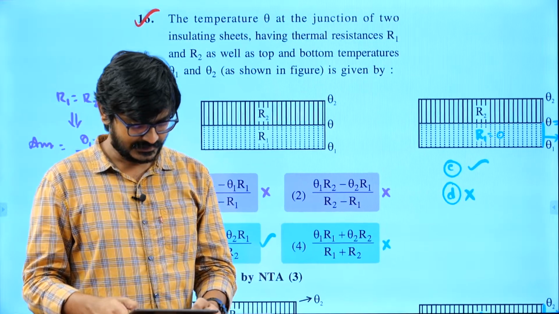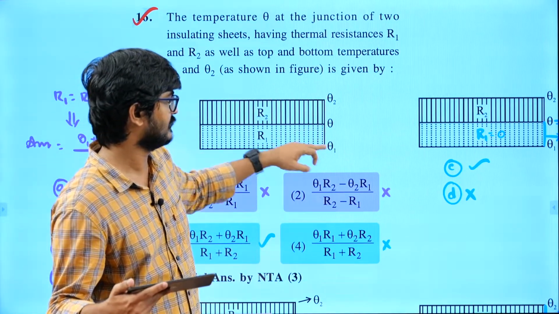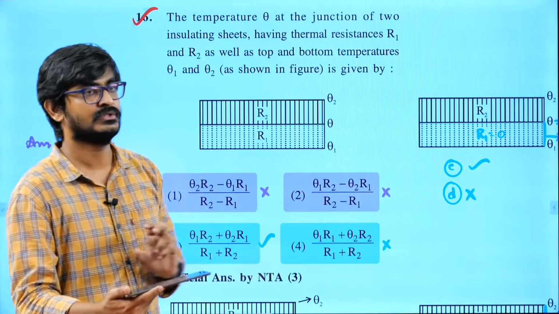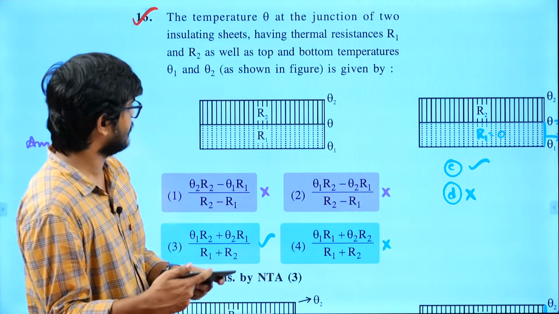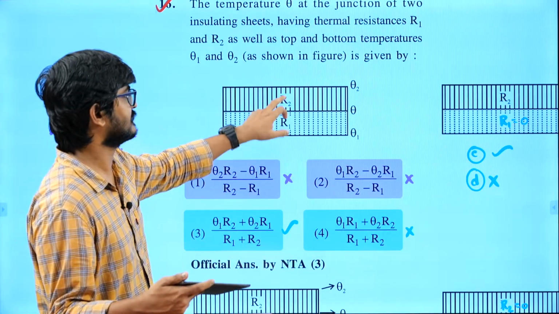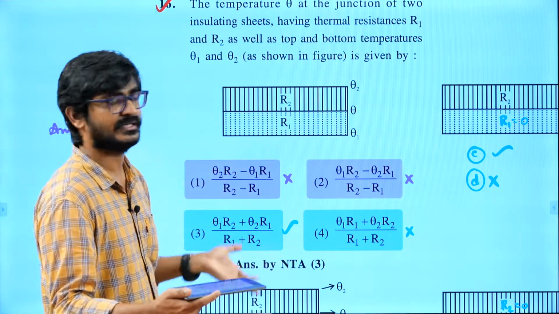Now the next question, a temperature. You need to find what is the temperature here when the temperatures are theta 2 and theta 1 and the resistances are R1 and R2, right? So anyway, you can see by symmetry that if these 2 resistors are equal, then this temperature must be the average of it, right? By symmetry you can conclude that.